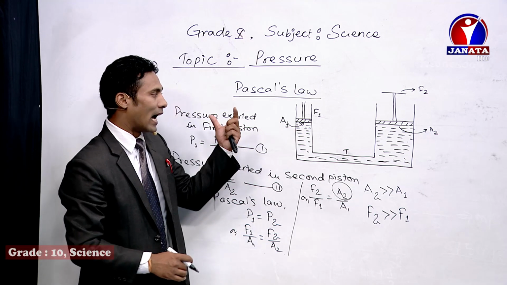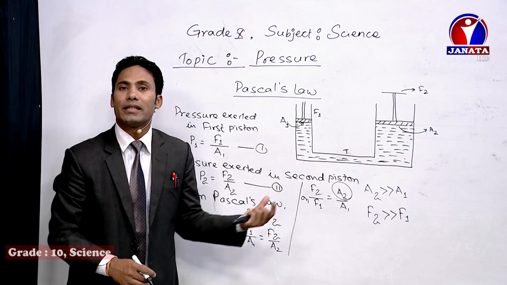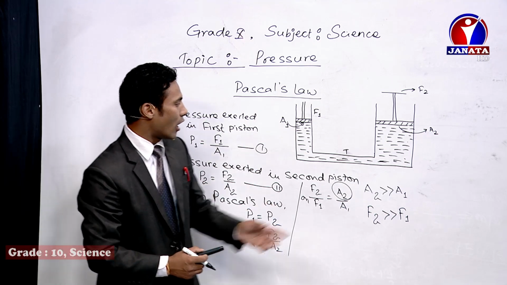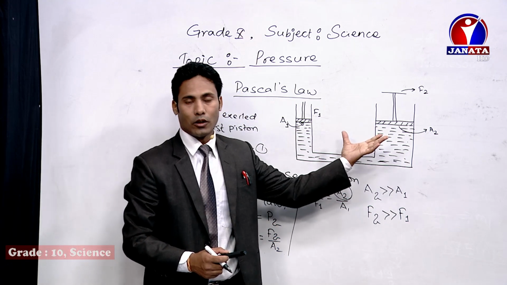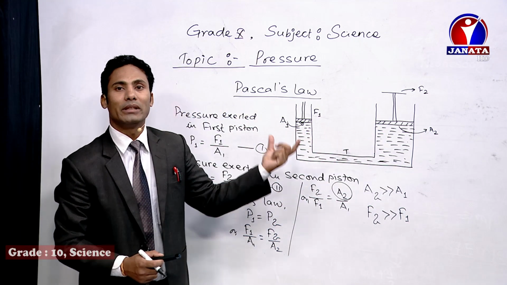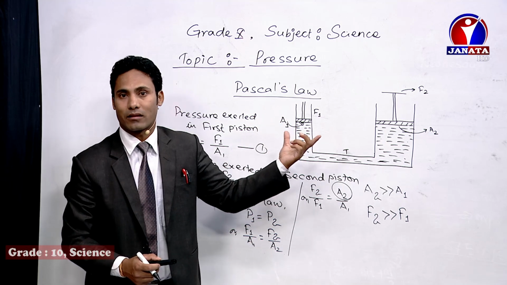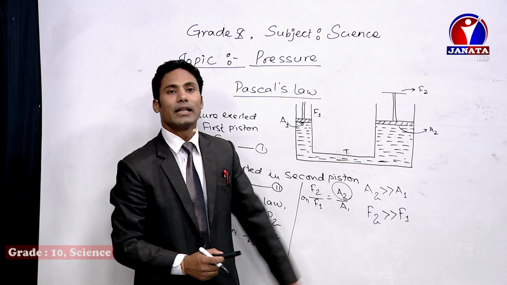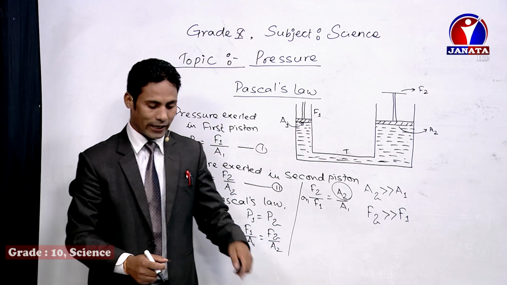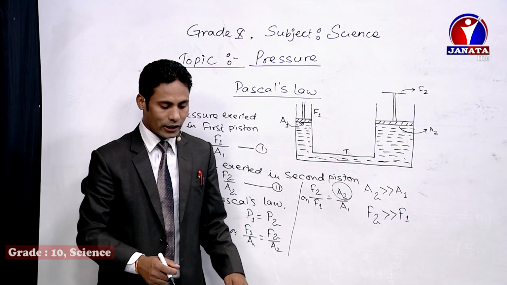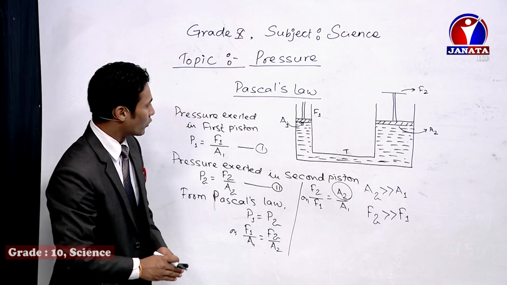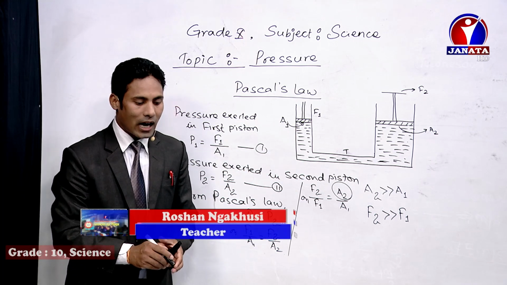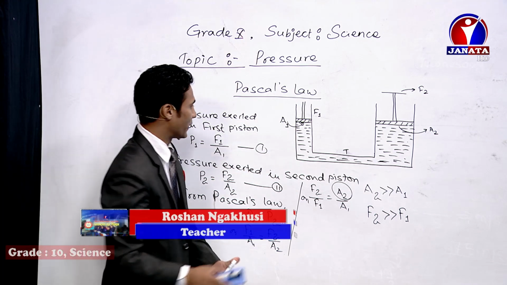That's why this hydraulic machine is considered a force multiplier. Why? Because the amount of force created on the second piston is comparatively large by making the cross-sectional area large. That's why this hydraulic machine is called the force multiplier. Now, this is the principle of this hydraulic machine. So let's see the hydraulic garage lift.